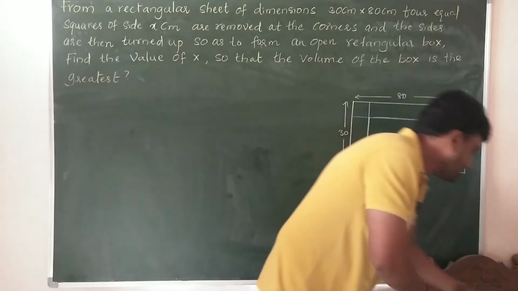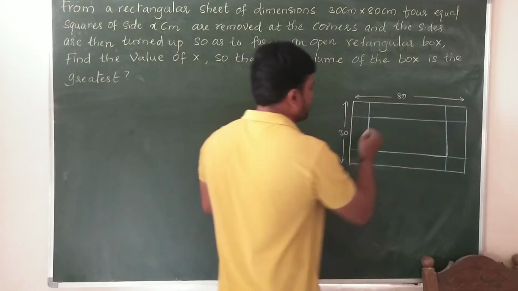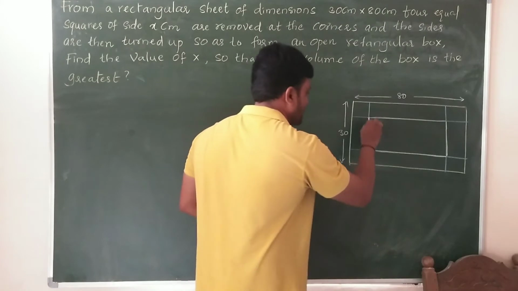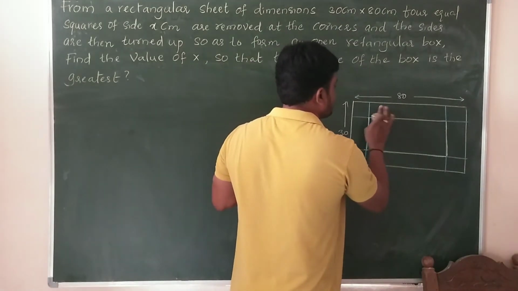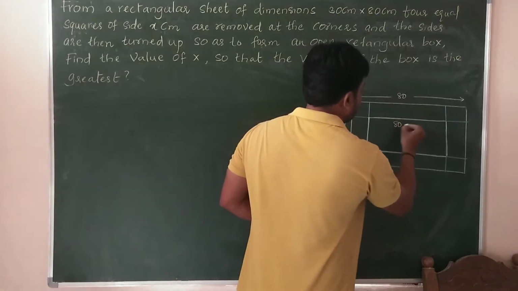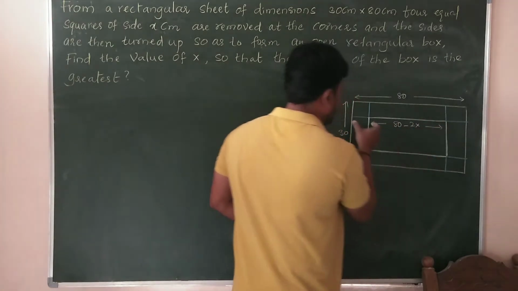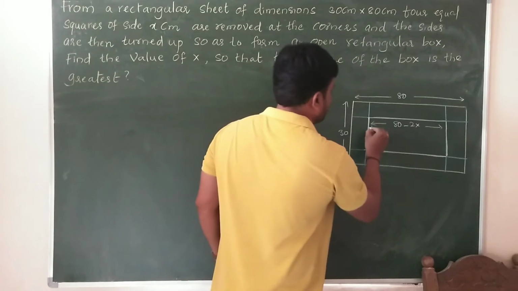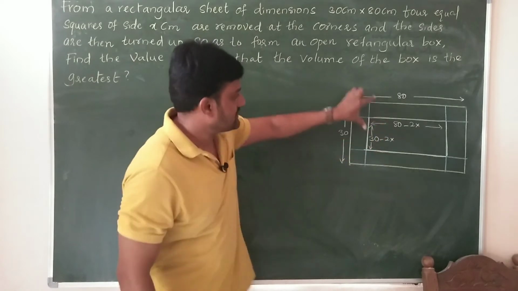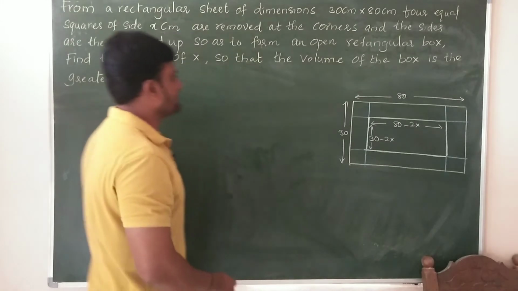Now the x centimeters is nothing but h. The length is 80 minus 2x centimeters, since x is removed from both ends. The breadth is 30 minus 2x. So we have the length, the breadth, and x is the height h.